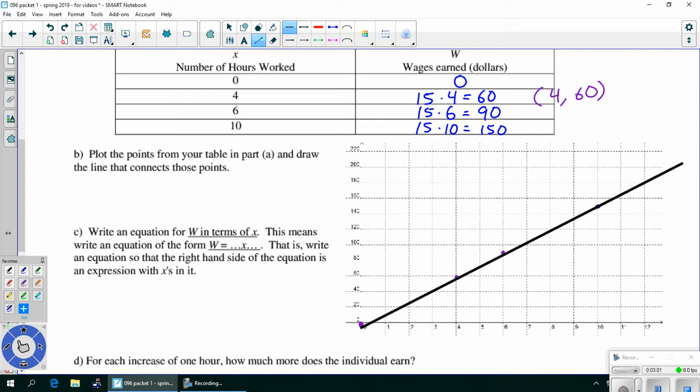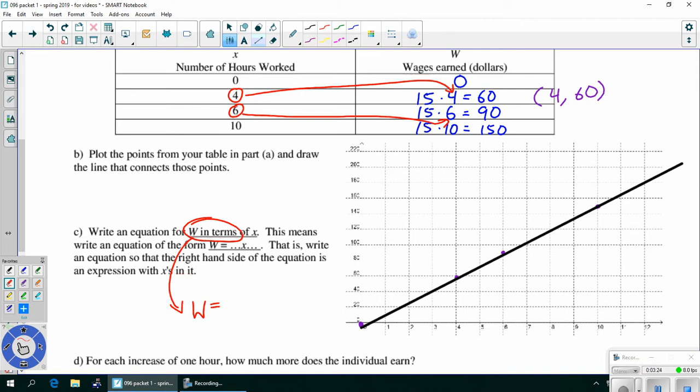So let's see if we can write an equation for W in terms of X. As soon as I see that phrase, W in terms of, I write W equals. I don't even need to see the X. W in terms of immediately means W equals. And now the X will appear on the right-hand side. How will it appear? Well, if we take a look at the pattern here, that 4 led to 15 times 4. That 6 led to 15 times 6. And this X is going to lead to 15 times X. That's our formula for the amount of wages earned when you work X hours. W equals 15 times X.